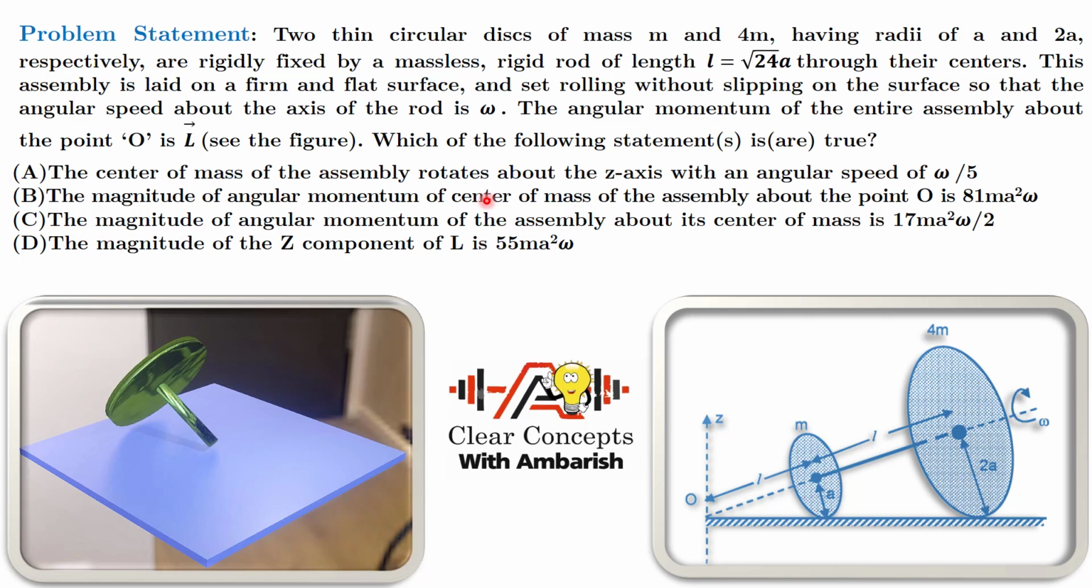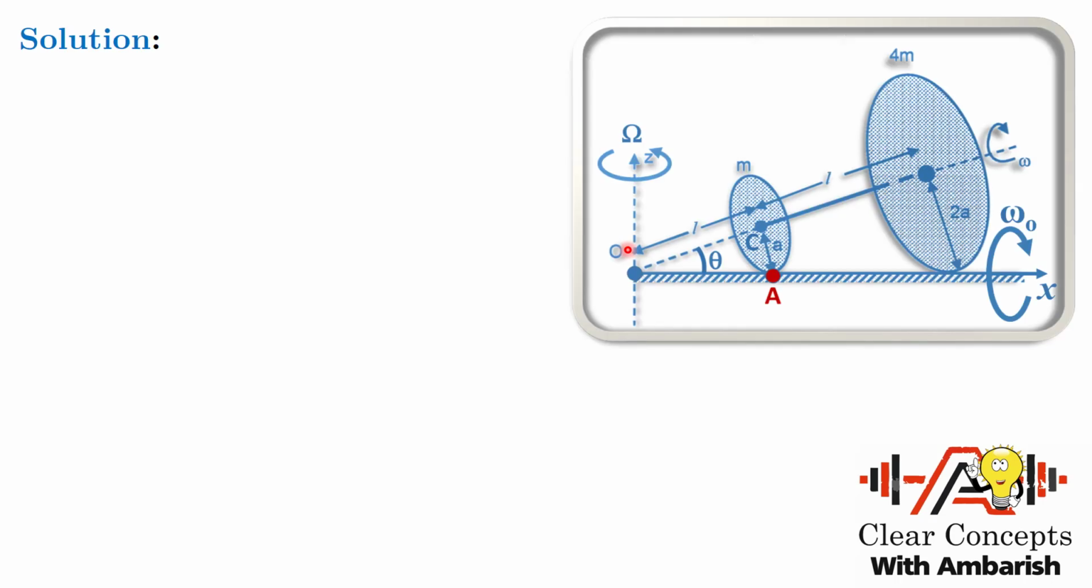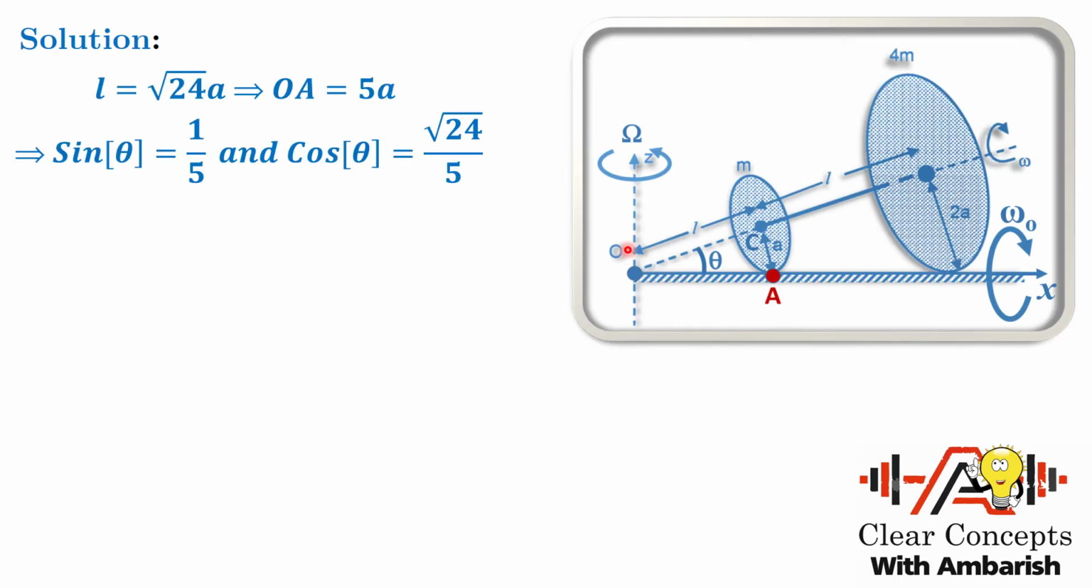So let's look at these one by one. Now let's find out the angular velocity of revolution. You know that this L is given to be root 24a. This is root 24a and this is a, and this OCA is a right triangle, this angle being 90 degrees. So this is L, which is root 24a. Using Pythagoras I can find OA, the hypotenuse, that is root of 24a square plus a square. So OA is nothing but 5a.